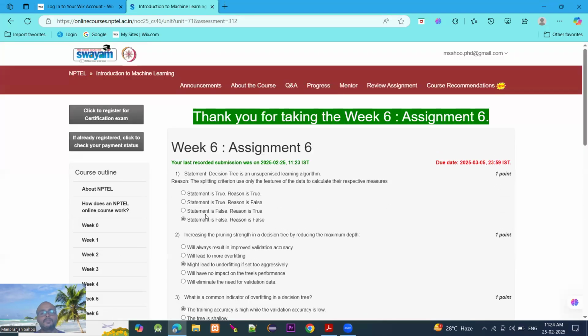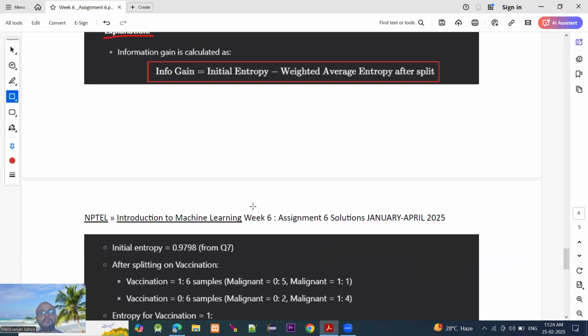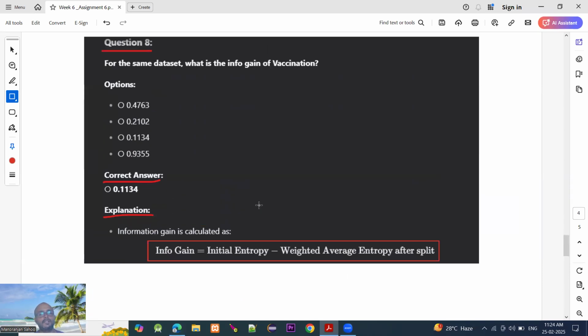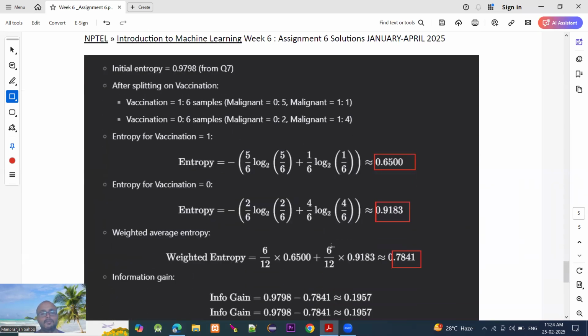Okay guys, you can also take a screenshot of this calculation part. I'm going to let you know once again: question number 8, the calculation part, you have to take a screenshot of this. This is how the information gain will be calculated.